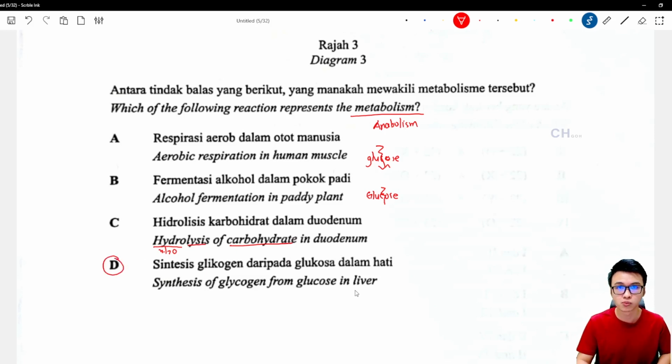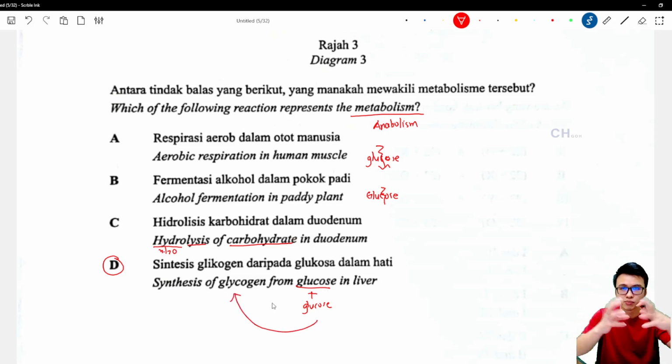Synthesis of glycogen from glucose. So glucose plus another glucose plus glucose will eventually form glycogen. So it's combining simple molecules together to form a complex molecule.